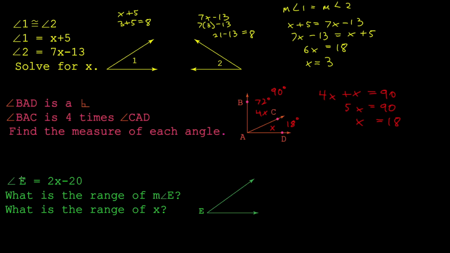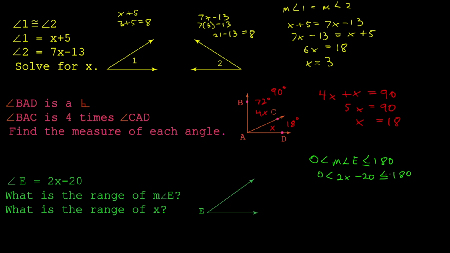On to the next. We have angle E equals 2x minus 20. We're asked, what is the range of the measure of angle E and what is the range of x? So now the measure of angle E must be greater than 0 and must be less than or equal to 180. You cannot have an angle that's 0 degrees because that doesn't make any sense. 180 degrees is a straight angle, so it can be equal to that. That means then that 2x minus 20 is greater than 0 and less than or equal to 180.